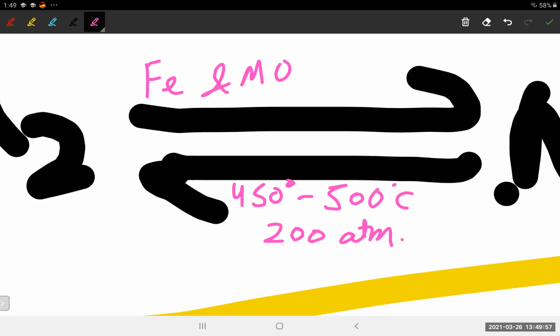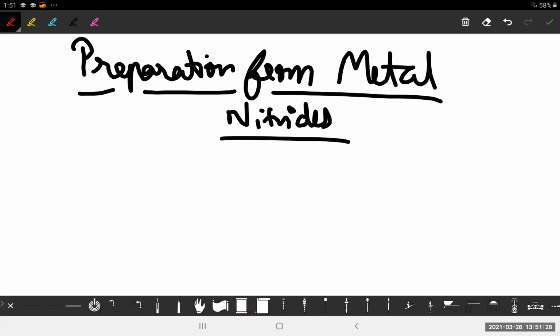Okay, next. So now let's see another method of preparation. We'll be looking at the method in which we use metal nitrides. Nitrides means N. So we'll use magnesium nitride here. Ammonia can also be prepared by the action of warm water on any metal nitride, such as magnesium or aluminum nitride. So ammonia can be prepared by direct action of warm water. Please keep that in mind.